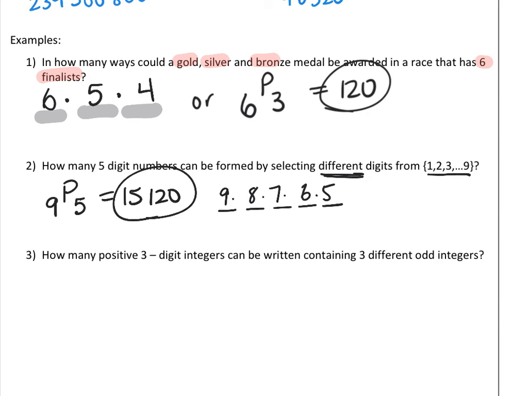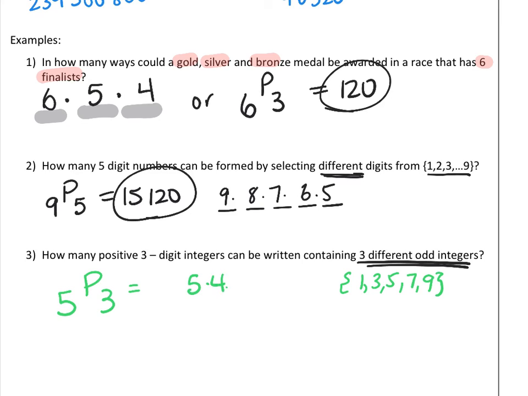How many positive 3-digit integers can be written containing 3 different odd integers? I'm only choosing from the odd integers. So my set that I'm picking from is only 1, 3, 5, 7, and 9. So I have 5 digits to choose from, and I'm going to pick 3 of them. Okay, or if I'm doing the fundamental counting principle, it's 5 times 4 times 3 for my 3 choices, which gives me, whichever I use of those, 60.